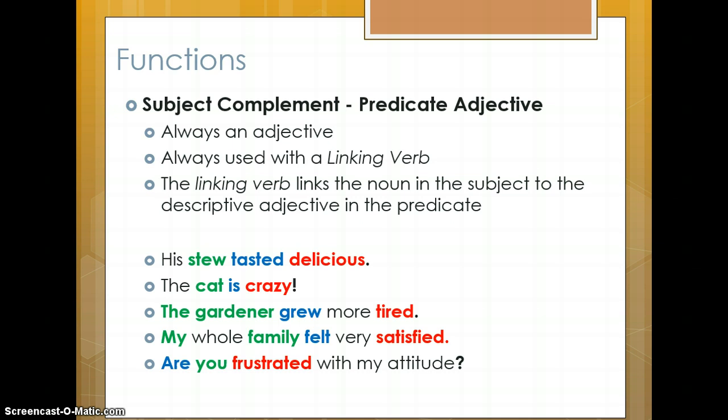Your key here with your subject complements is to identify that you have a linking verb. Now if we look back to the earlier slide, the earlier video, we know that linking verbs are those to be verbs, those sensory verbs, and those sort of state of being verbs. So that's why you'll see things like tasted in here as a linking verb. We might not generally think of that as a linking verb, but it is. It's linking stew with the adjective delicious.